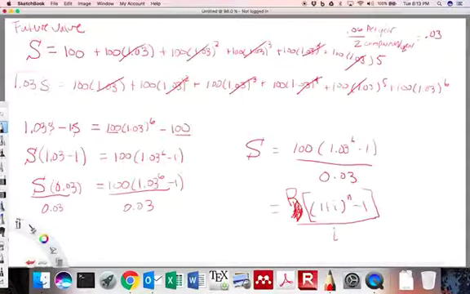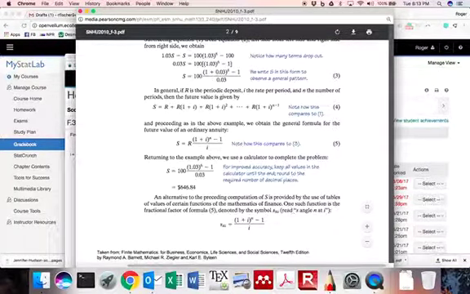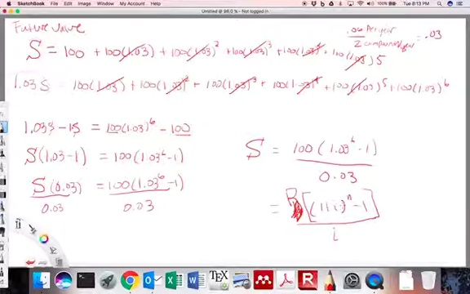So that's what is going on with the compound, with the annuity formula. So that's why there's a 1 plus i to the n minus 1. That's why you have to multiply the whole shebang by r and then divide by i.